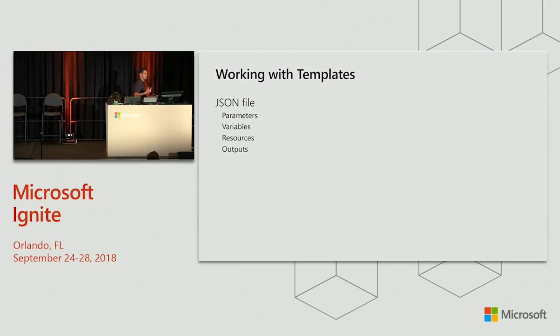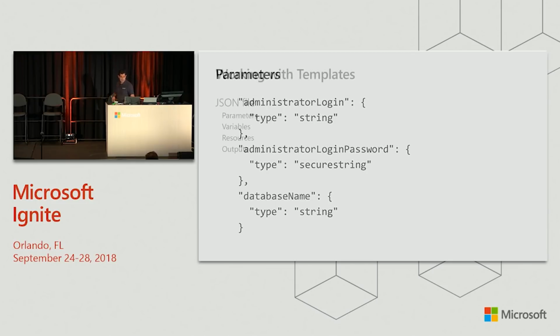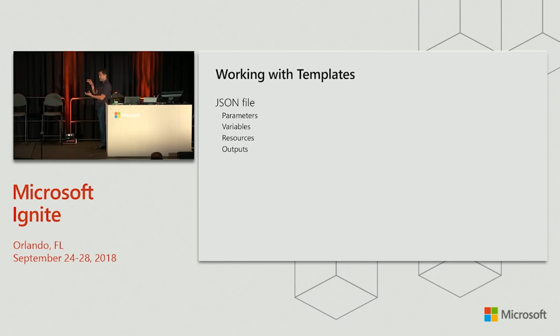You're able to have variables. We're able to concatenate things. You're able to index things. You're able to do a lot of different things with your variables, just like you could with programming. Then resources, that's the most important part of it. That's where you're able to define everything that goes inside of your resource group. And then outputs, those are the things that you want to get out.